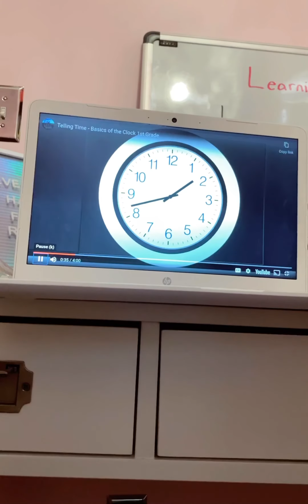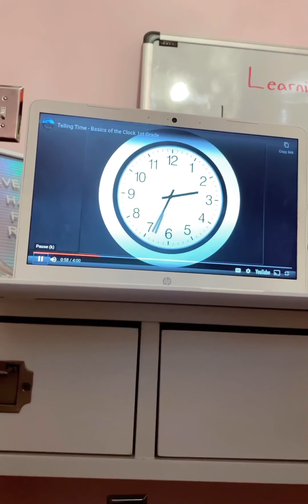There are lots of numbers that go all the way around the clock. These numbers represent the hours on the clock. You will also notice that there are tiny lines that go all around the clock. There are 60 lines that go around the clock, to be exact. That's a lot. These little lines represent the minutes, and there are 60 minutes in 1 hour. What other things do you see on the clock?